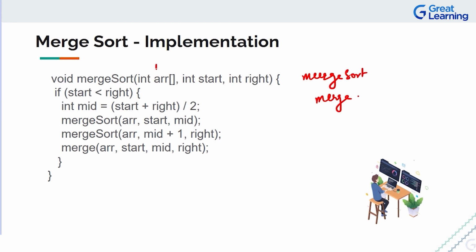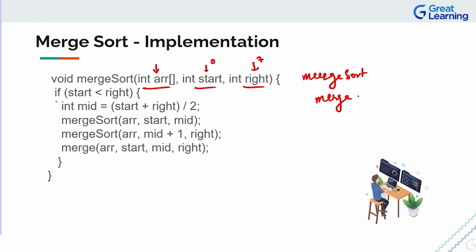So basically this method will take three arguments: the array, the starting point and the ending point. That is your starting index, that is 0. And if you have an array in which you have 8 elements, that means you have 7 indexes, right? So this will be 7.